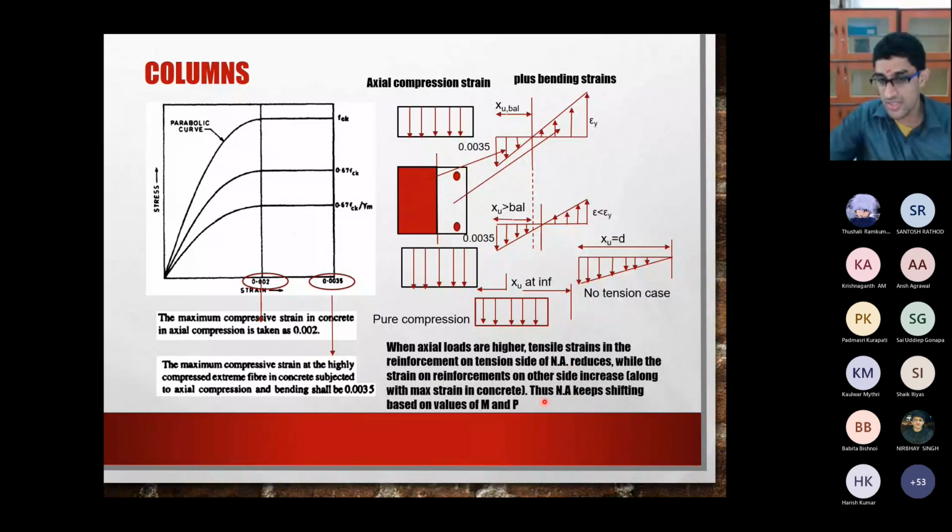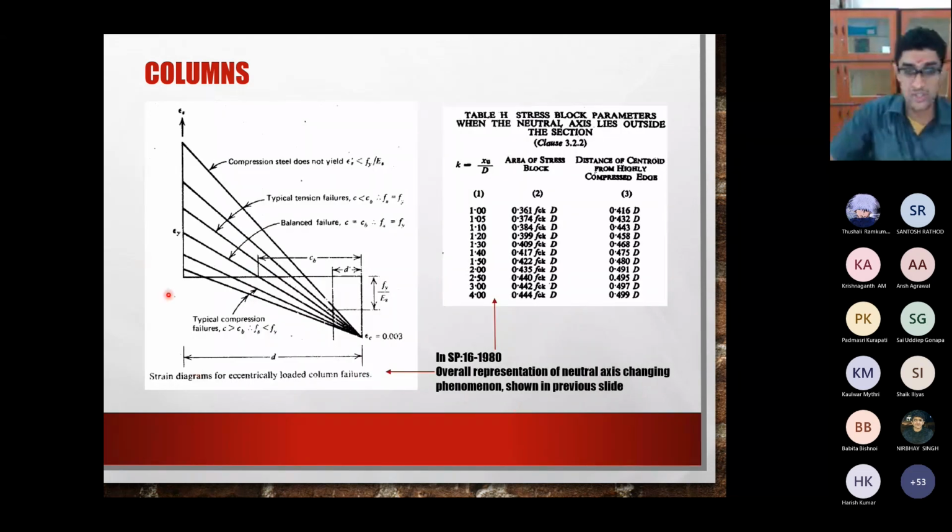So what we see is, therefore, the neutral axis keeps shifting based on the values of moment and axial compression. M and P are the bending moment and axial compression. So as the relative values of moment and axial compression keep changing, the neutral axis keeps moving. So in other words, that can be shown typically like this.